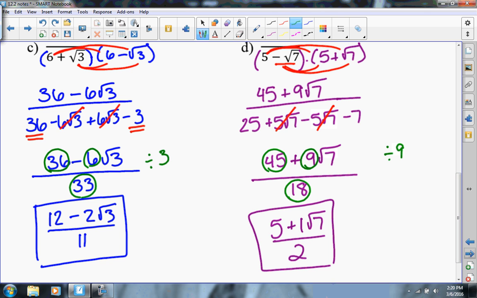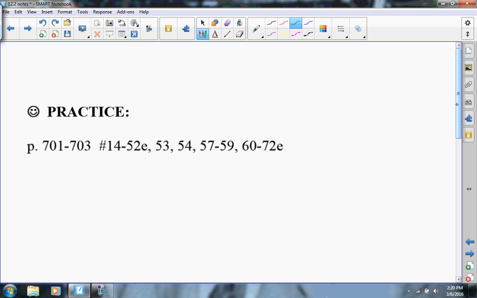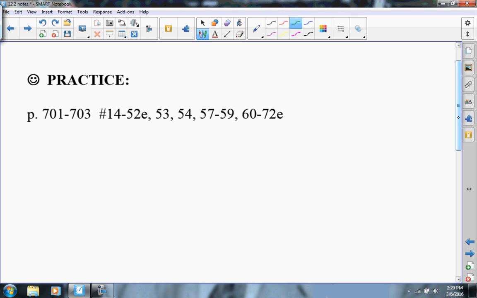So those last couple examples, those are the toughest because it's combining lots of steps together. But that process of multiplying by the conjugate, it's important. It doesn't go away. You'll see it in geometry, you'll see it in algebra 2, trig, pre-calc. It's a very useful, very common math concept.